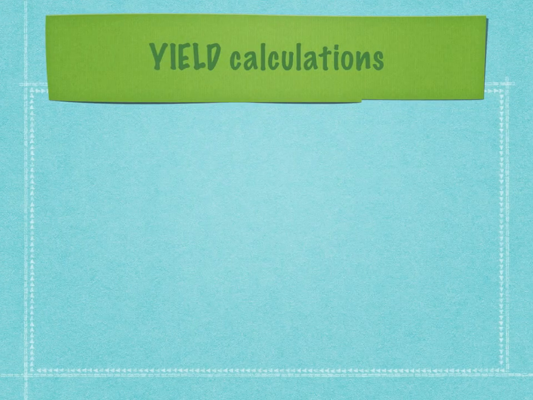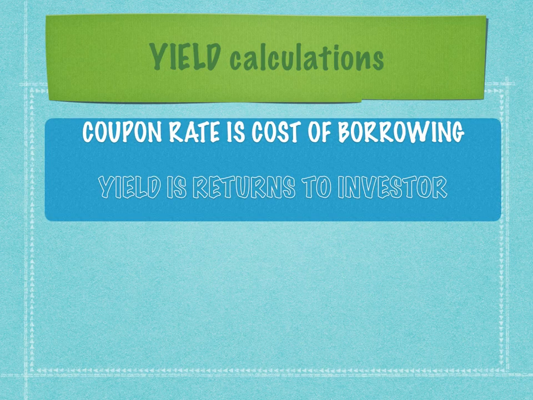Now we take a look at yield calculations. Remember these yield calculations because this is the same yield calculation we will be doing for bonds, equities, margin accounts, etc. The coupon rate is the cost of borrowing. Yield is the return to the investor.